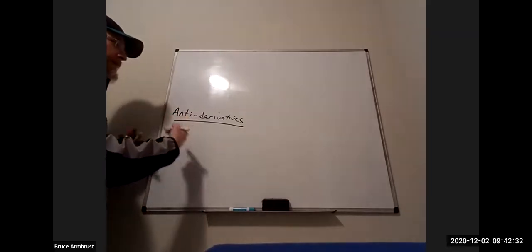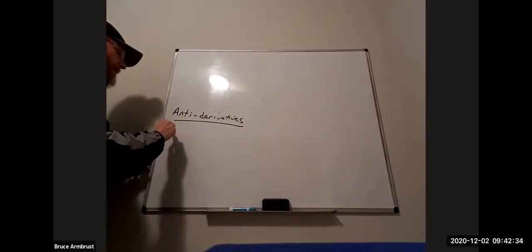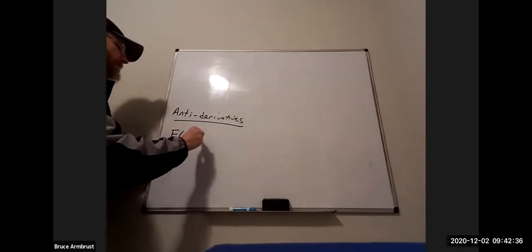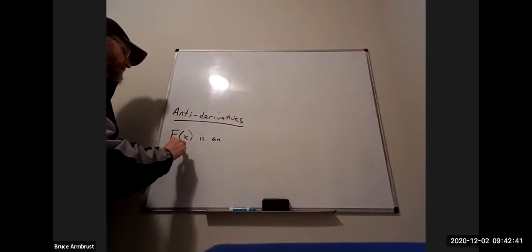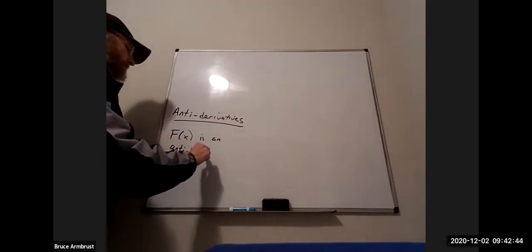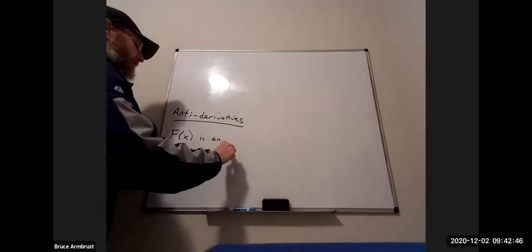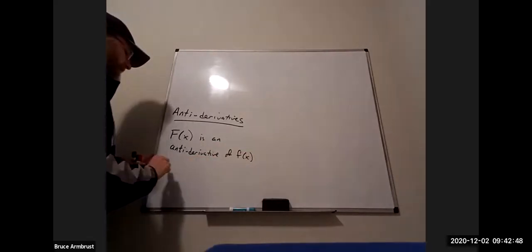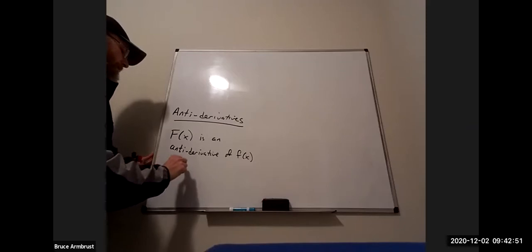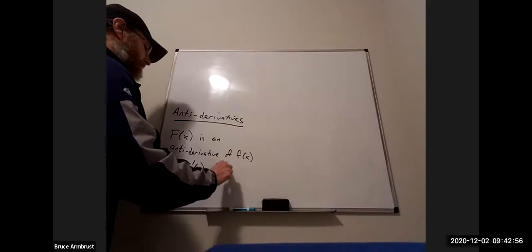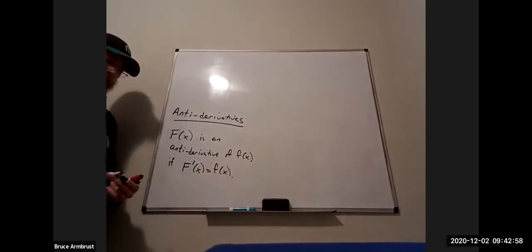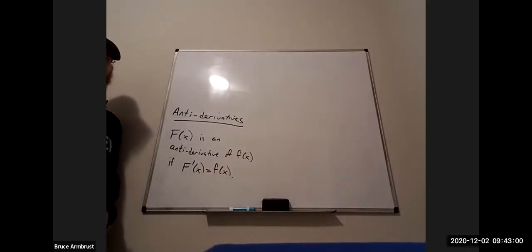Okay, so this is what it means to have an antiderivative. We're going to say big F of x is an antiderivative of little f of x if big F prime equals little f. Okay, so this is the definition.